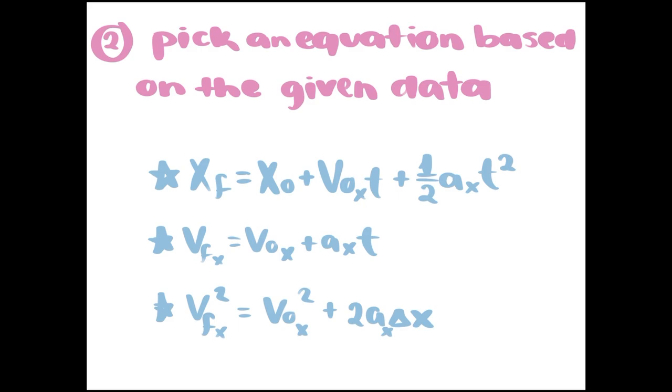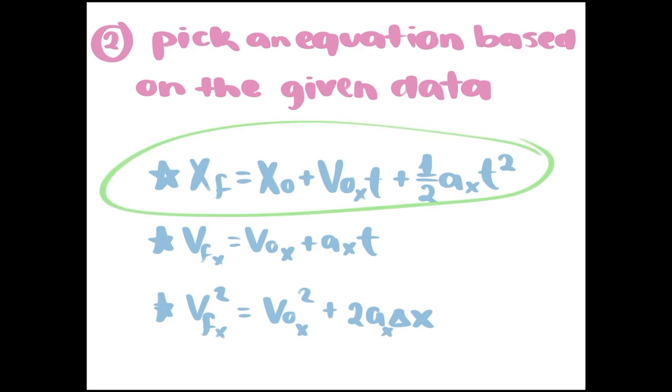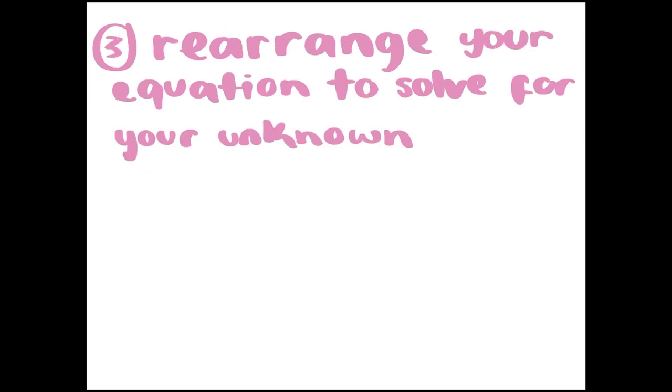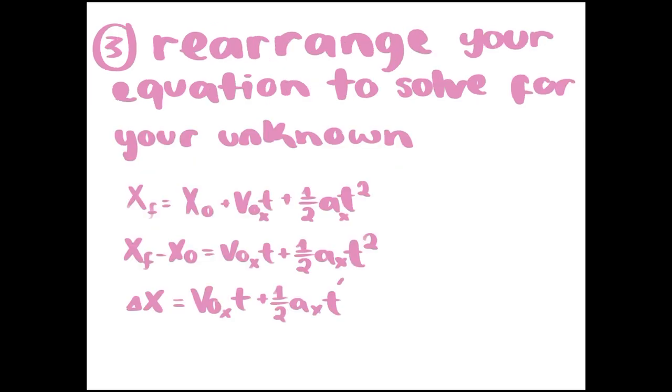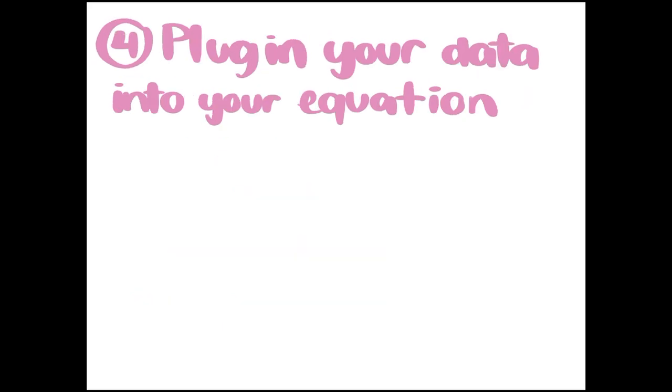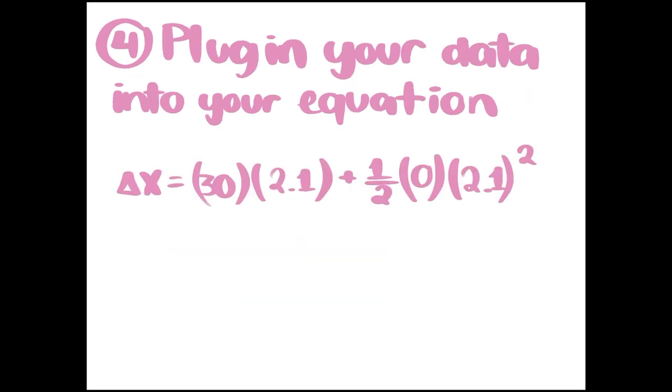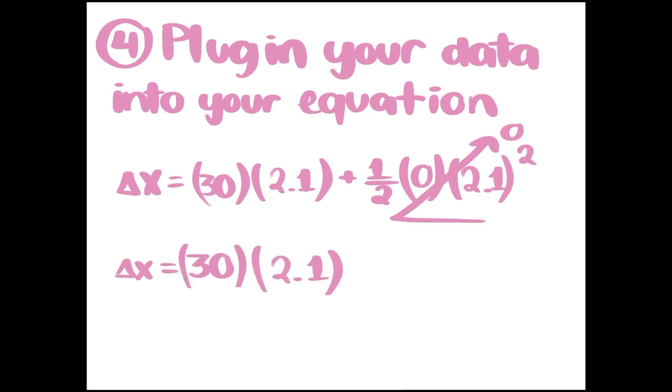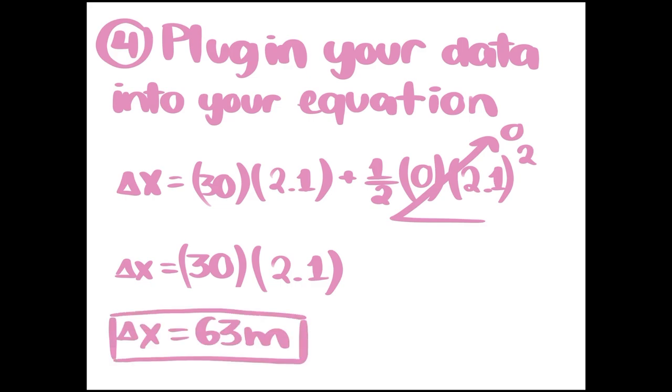Step 2 is to pick an equation based on the given data once everything is homogeneous. So we have a constant velocity, therefore an acceleration that's 0, and a given time. We're looking for a change in position. So step 3 will be rearranging your equation to solve for your unknown, which is change in position. The fourth step will be to plug in your data into your rearranged equation. In this case, we plug in 30 for velocity, 2.1 for time, and 0 for acceleration. This yields a change in position of 63 meters.